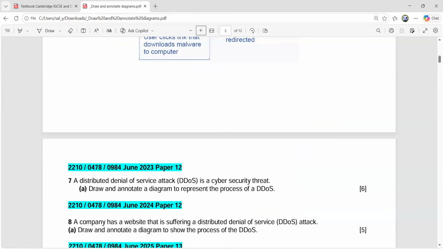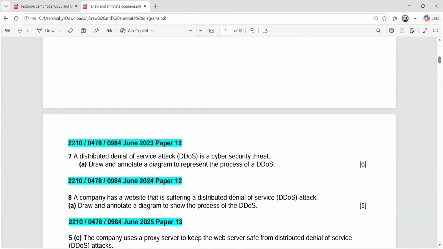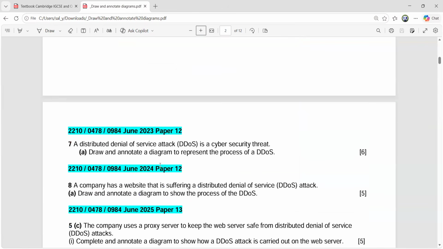Let's see, this question has come thrice in our paper. And this is what you can see here. It has come in June 2023, paper 1-2. This has come in June 2024, paper 1-2, exactly the same question. And it has come in June 2025, paper 1-2 and paper 1-3. So, just keeping our fingers crossed, maybe something similar to this one may come in your paper this year also.